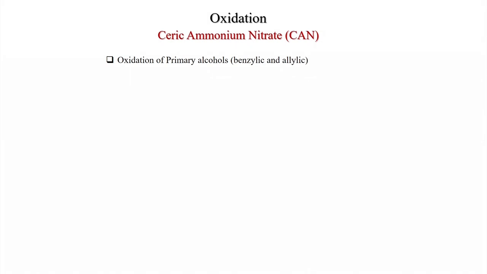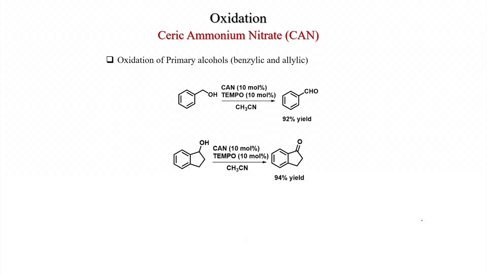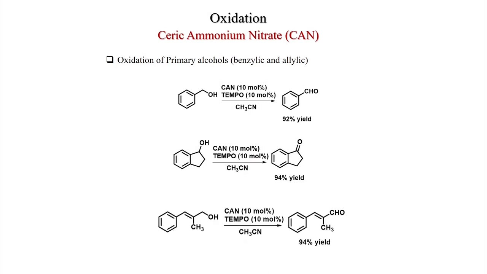So, primary benzylic and allylic alcohols, which are more reactive, can be oxidized with ceric ammonium nitrate. And here one example is benzyl alcohol with ceric ammonium nitrate 10 mole percent and TEMPO 10 mole percent with acetonitrile solvent, it gives 92% yield of benzaldehyde. Again, this alcohol, this is dihydroindanol, under oxidation with CAN and TEMPO 10 mole percent each in acetonitrile gives this ketone in 94% yield.